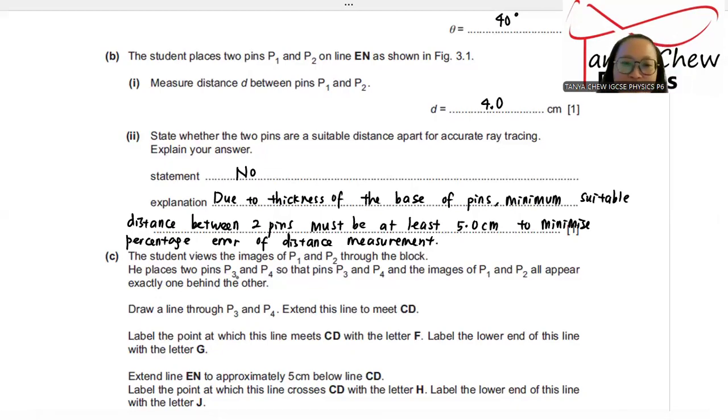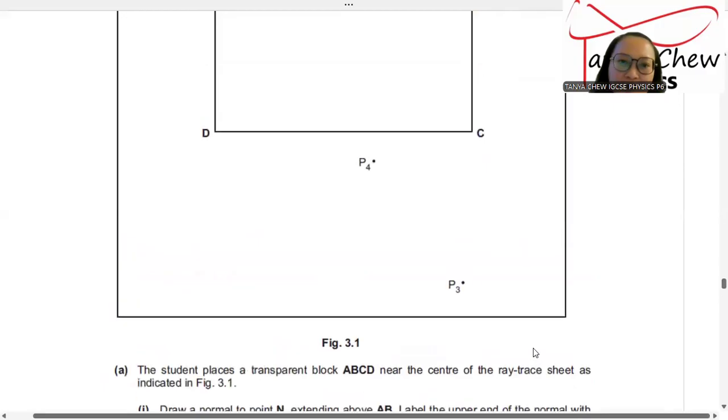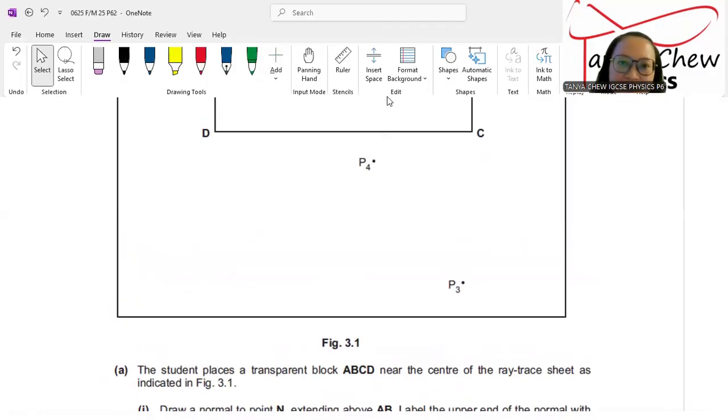See, the student views the image of P1 and P2 through the block. He places two pins, P3 and P4, so that pins P3 and P4 and the images of P1 and P2 all appear exactly one behind the other. Draw a line through P3 and P4. Extend this line to meet CD. Where is P3, P4? Extend the line to meet CD.